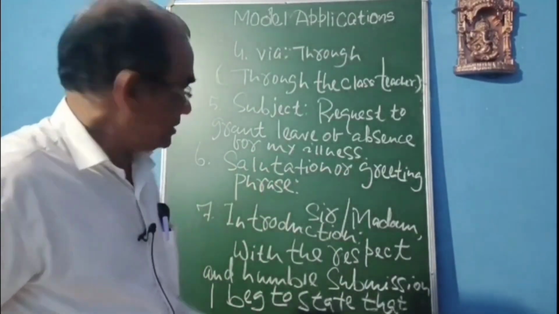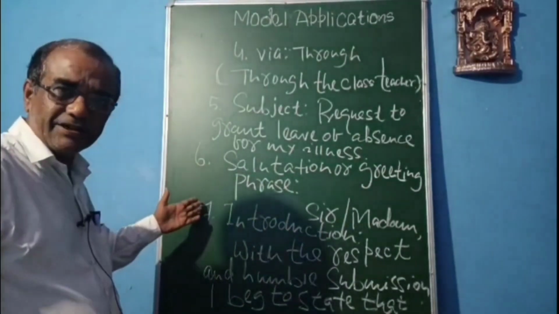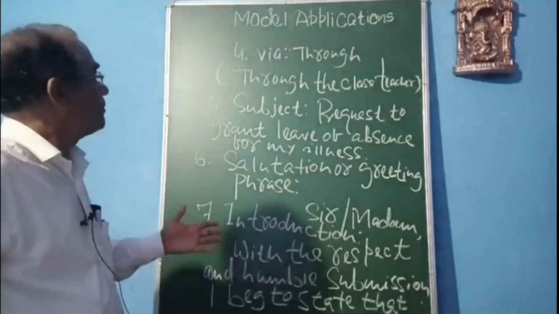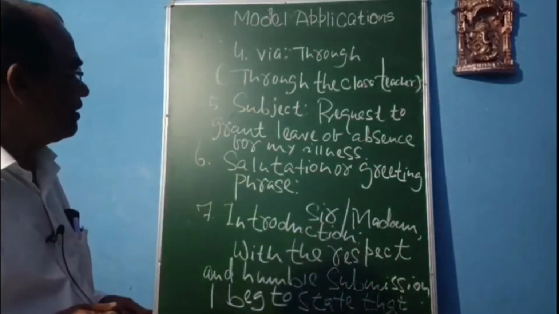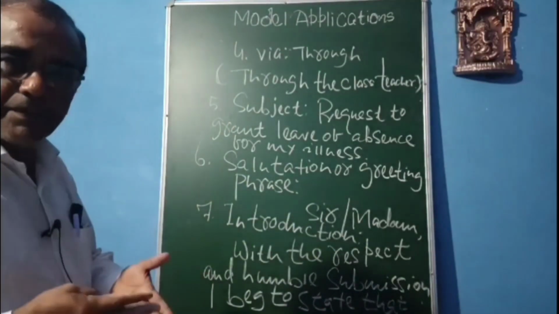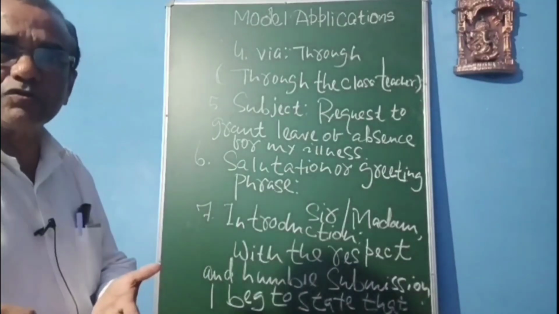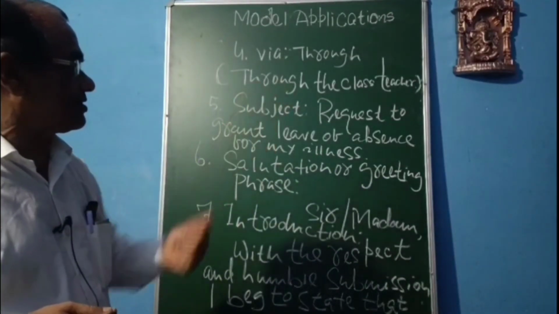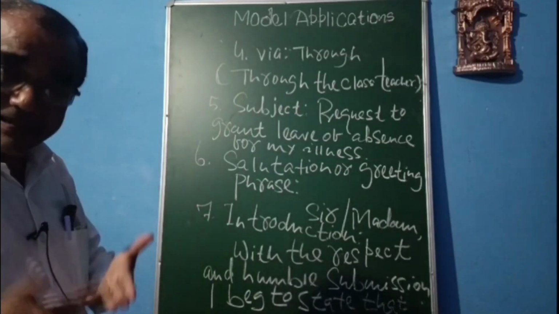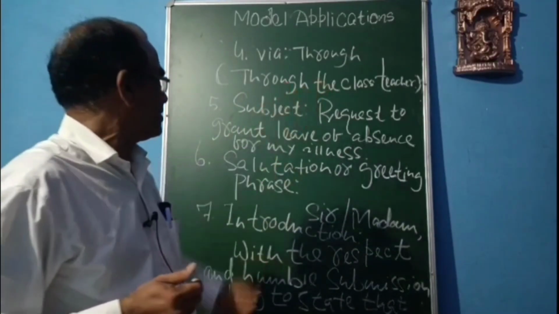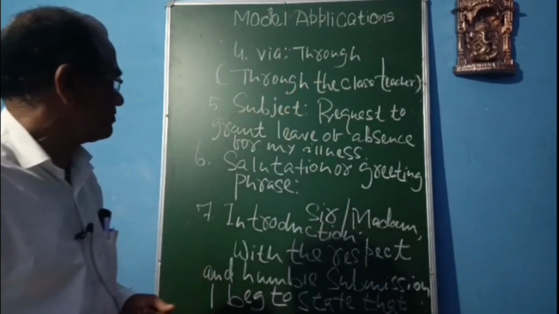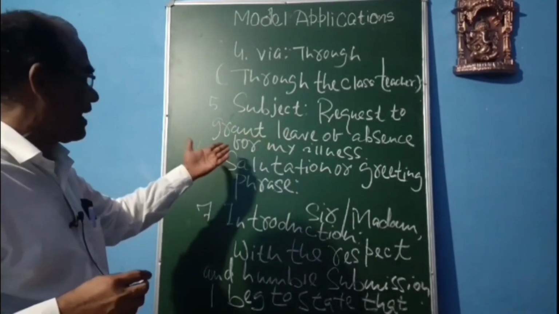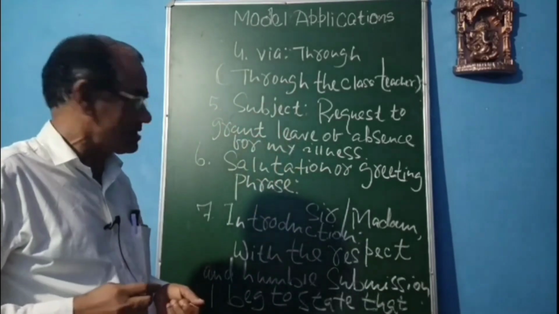The 8th point is, you are advised, just take note of the points I have written on the board. Through means throw. Through the person you are writing the application to, the authority concerned. So the class teacher. Here the person is the class teacher. The official designation of the person is the class teacher. Then comes the subject. Subject is the object of the application. Request to grant leave of absence for my illness.